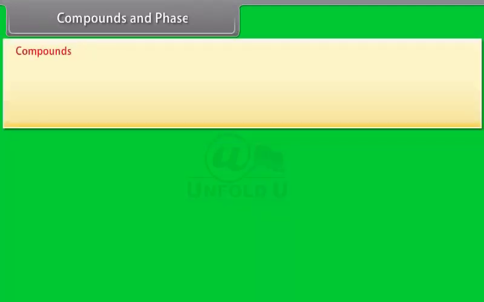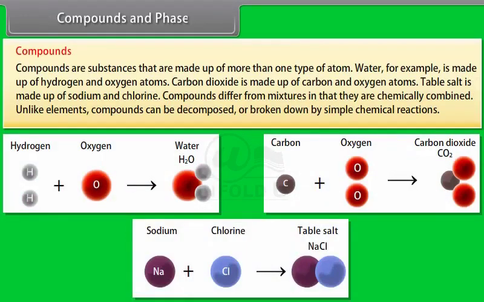Compounds and phase. Compounds. Compounds are substances that are made up of more than one type of atom. Water, for example, is made up of hydrogen and oxygen atoms. Carbon dioxide is made up of carbon and oxygen atoms. Table salt is made up of sodium and chlorine. Compounds differ from mixtures in that they are chemically combined.